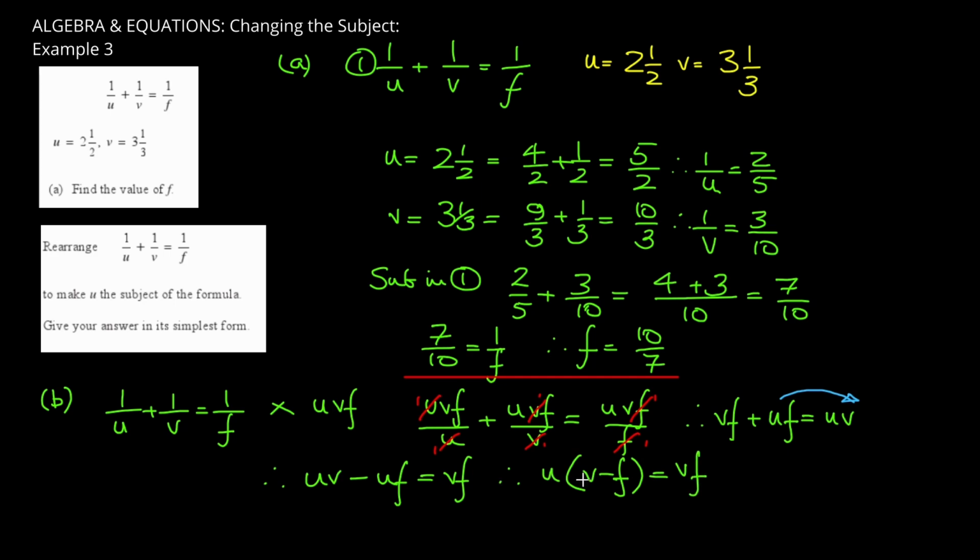And our last operation is to divide through by v minus f, and that will leave u on its own on the left-hand side, and we get u is equal to vf divided by v minus f. And that is your answer.